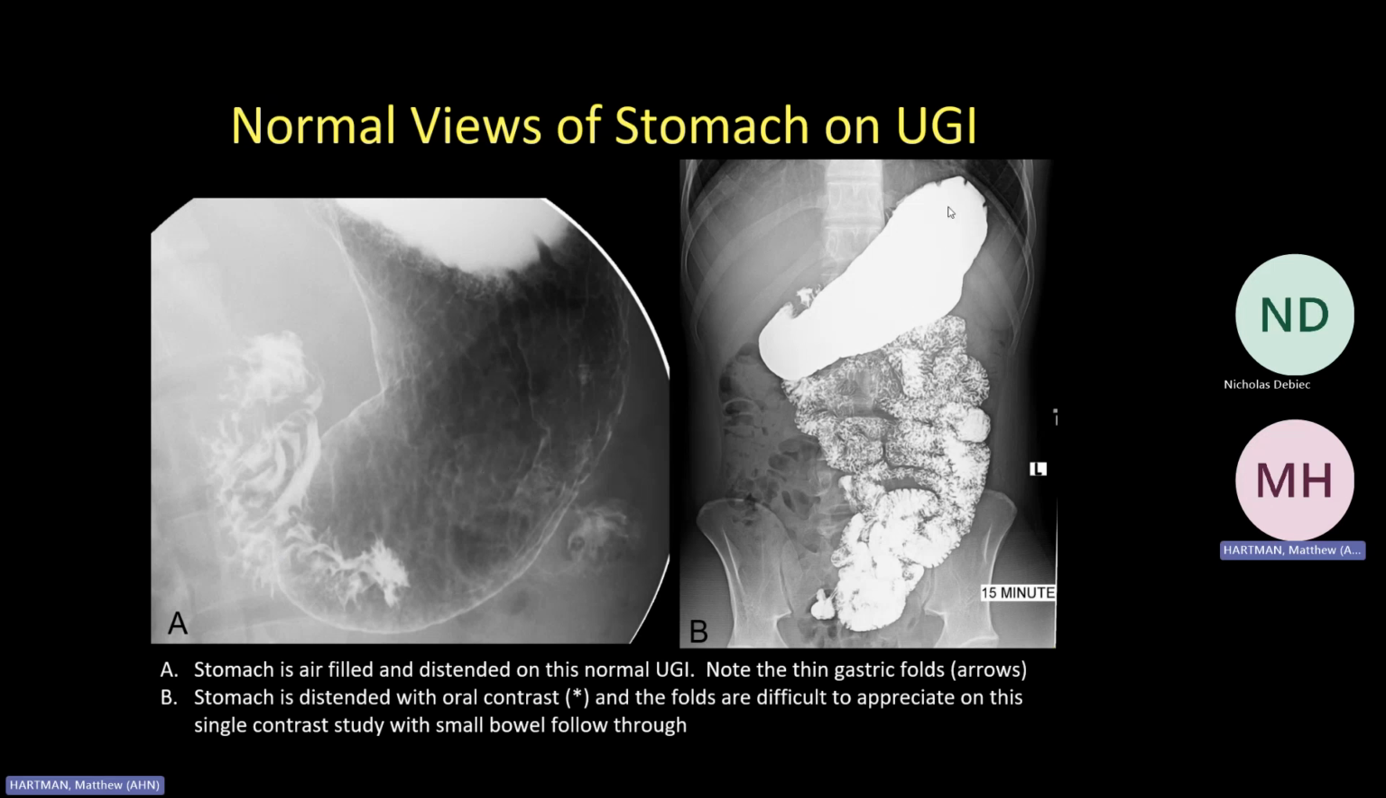This is more of a single contrast appearance of the stomach. You just give the patient a bunch of barium to swallow, it all goes in the stomach, no crystals. So nice sort of like 2D appearance of the stomach, whereas here, more of a 3D appearance, especially when we start turning the patient around. So that's important. Single contrast versus double contrast, if you've never heard that.